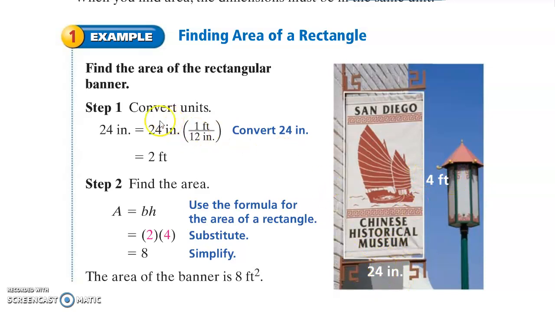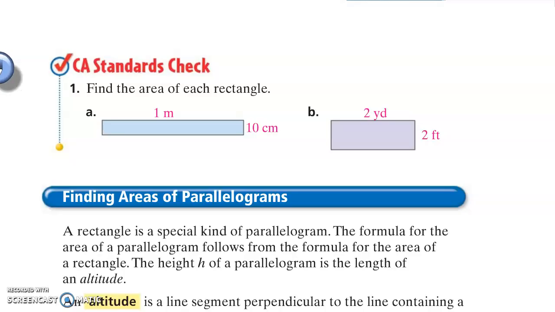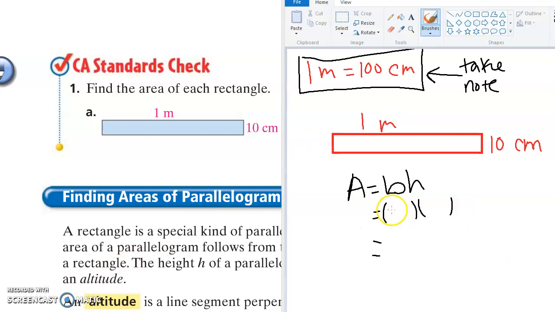In this case right here, it looks like they decided to turn inches into feet, multiplying smaller numbers. And if 24 inches is the same thing as 2 feet, then 2 times 4 is 8, and we have 8 square feet. So most of this lesson is going to be multiplying two numbers together. We just have to be careful whenever we have two different units.